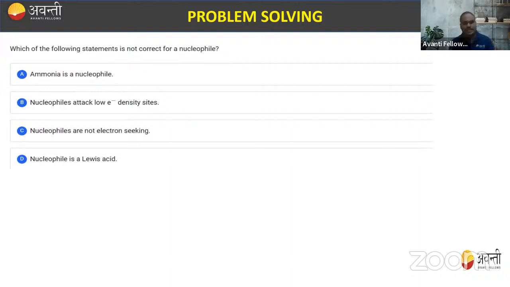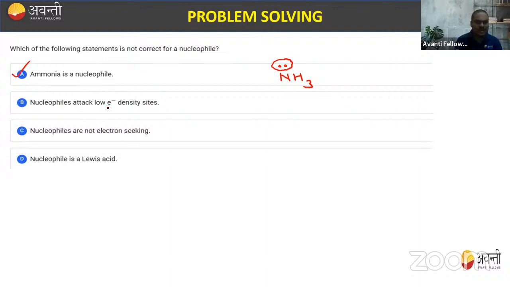So first of all, ammonia is a nucleophile. चलो देखते हैं. So structure of ammonia is like this, and ammonia has a lone pair of electron. So if they have the lone pair of electron, then definitely they are the electron donor or they are called nucleophile. So this is the correct one, right? So this statement is correct.